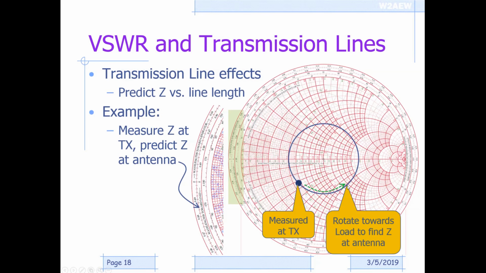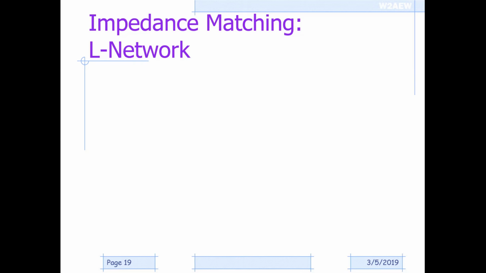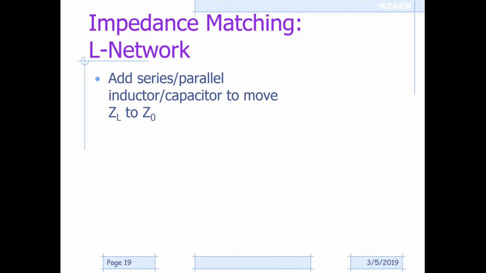Once I know what that antenna impedance is, I can then design a matching network that can be placed at the antenna to match the 50 ohm transmission line impedance and therefore avoid transmission line losses. So how do we go about designing L networks or impedance matching networks? The simplest would be an L net matching network.